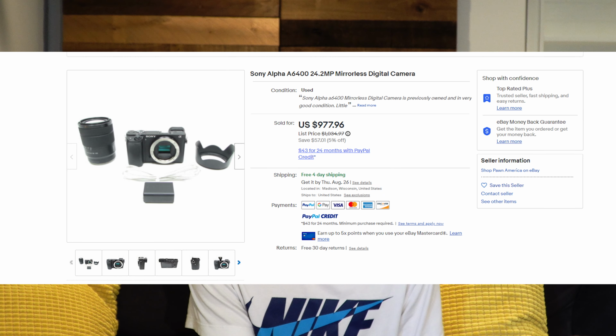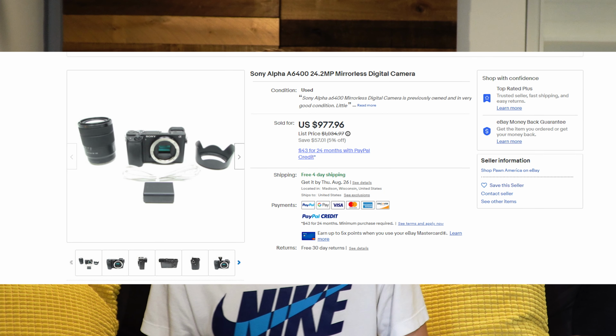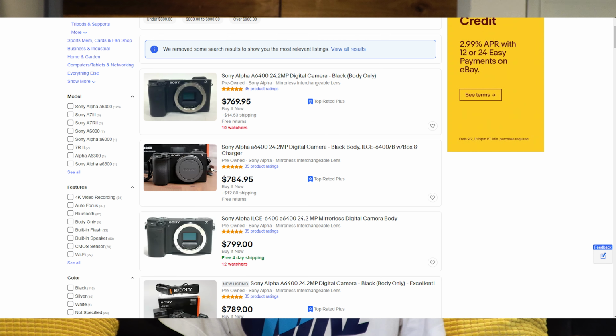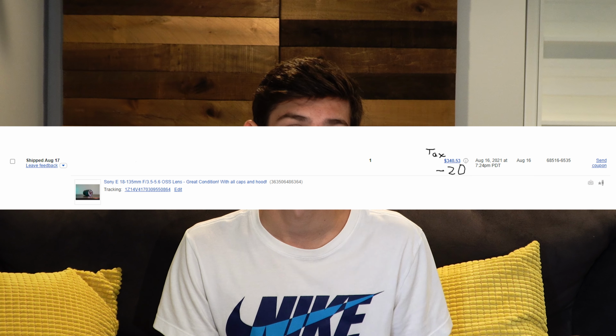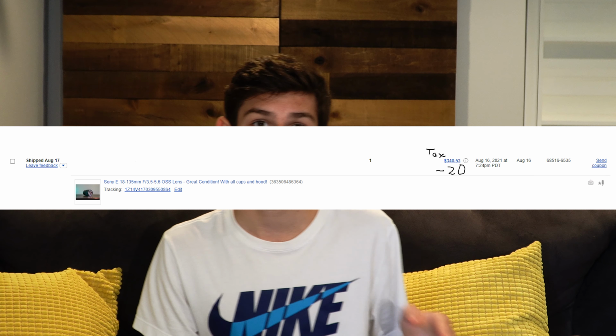So here's what I do most of the time. I look for bundles, and once you find the bundle, you search up both of the items or the multiple items. If there's 3 or 4 items, say it comes with multiple lenses and a body, or even 2 bodies and a couple lenses, you want to search up what is the minimum that you can sell each of these things for, and take off $15 or $20 of that.